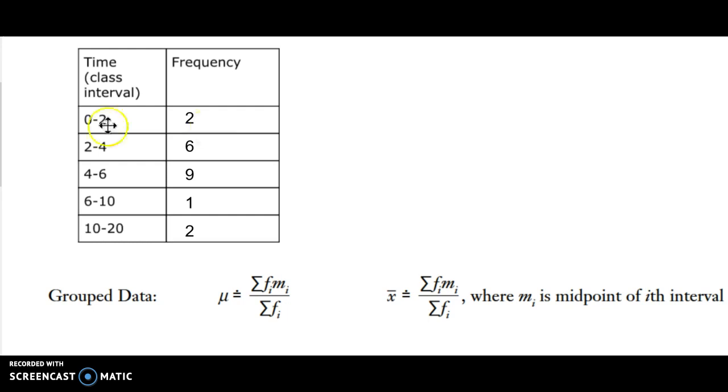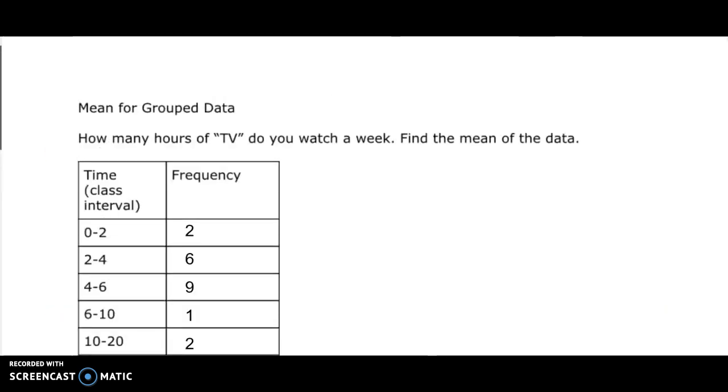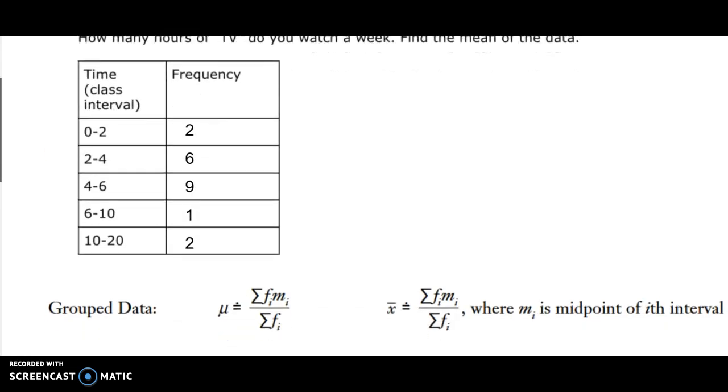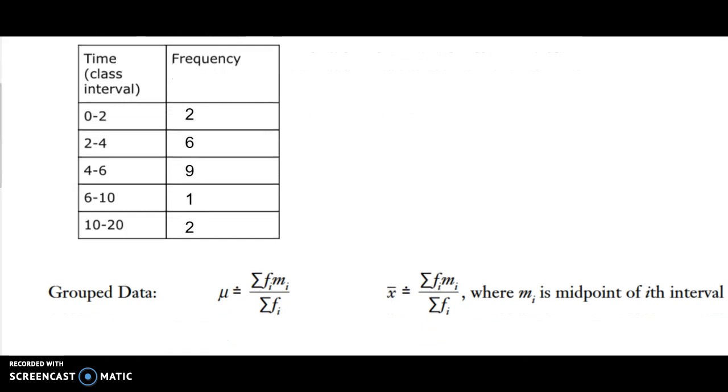So here's the deal. What we're looking at here is how much TV you watch in a week. I asked a bunch of people, and you have options. I decided my intervals are going to be 0 to 2, 2 to 4, 4 to 6, 6 to 10, and 10 to 20. Then I do a tally chart, and that's my results. What you want to do is find the mean for that situation.